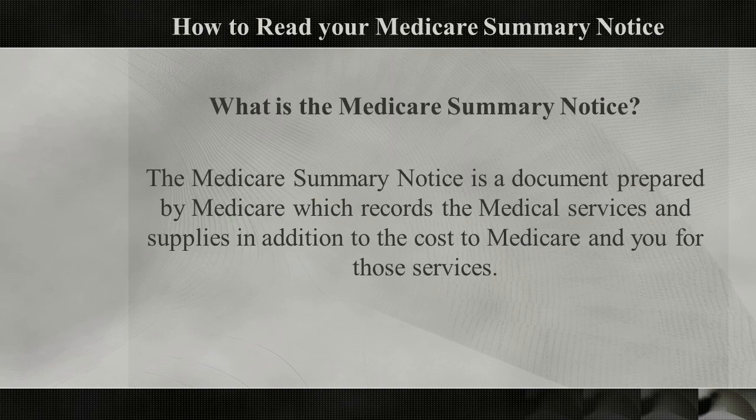So let us get into some general information about the Medicare Summary Notice. First, what is a Medicare Summary Notice? Basically, the Medicare Summary Notice is a document prepared by Medicare that records the medical services and supplies provided to you during a specific period of time, as well as a cost to Medicare and you for those services.